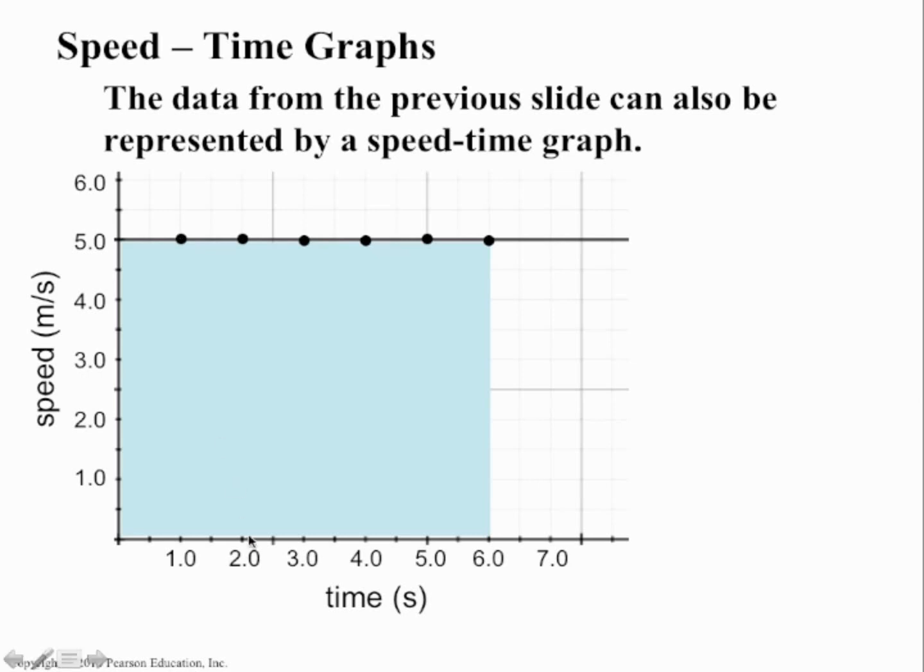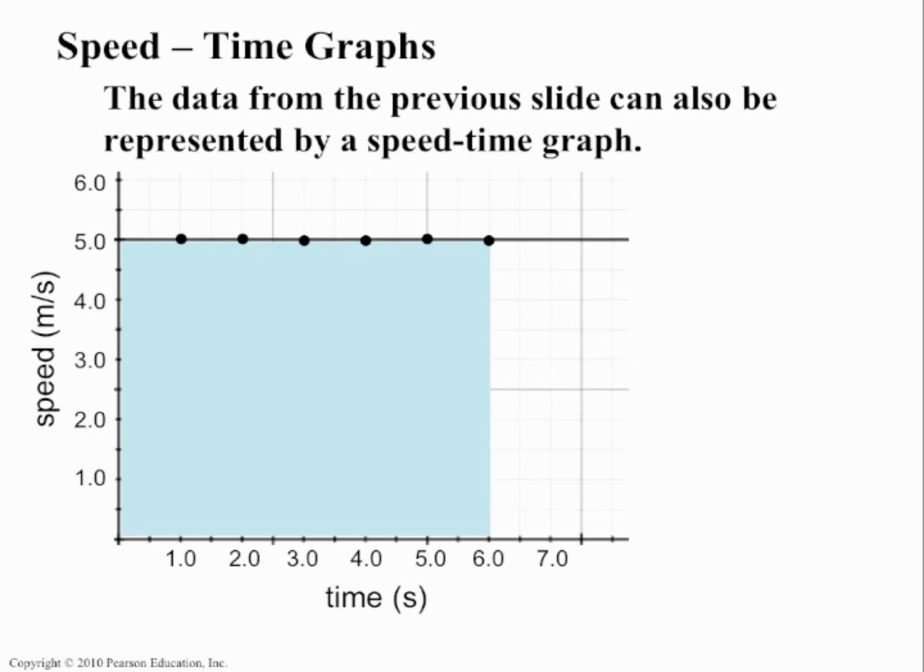At 2 seconds, this moving object has been traveling at 5 meters per second for 2 seconds, and therefore it's traveled 10 meters. All right, so you should be able to think about what this blue square means. This blue square is the area under the speed time graph. The area under the speed time graph. And my question to you is, what does that area under the speed time graph represent?